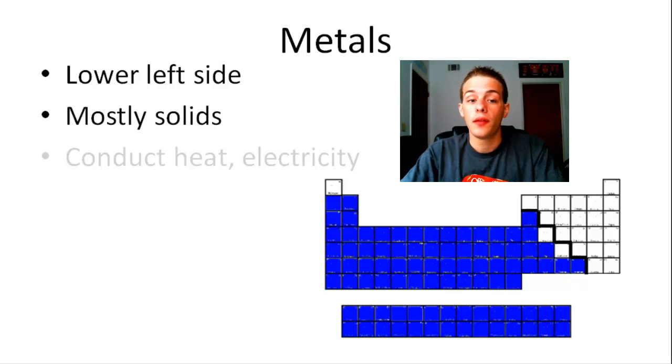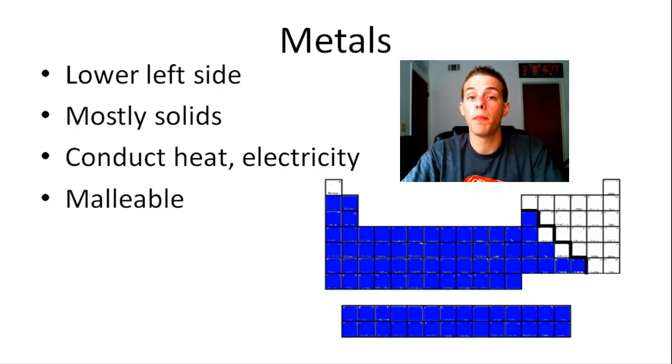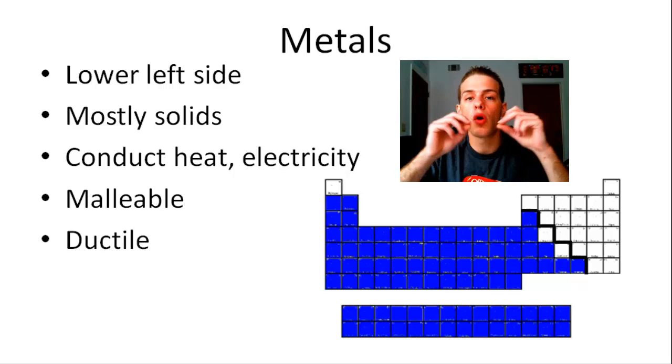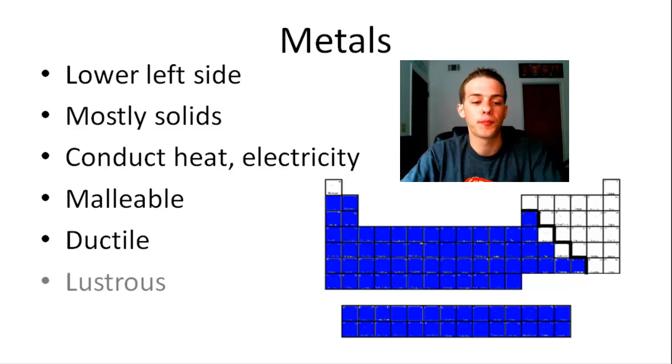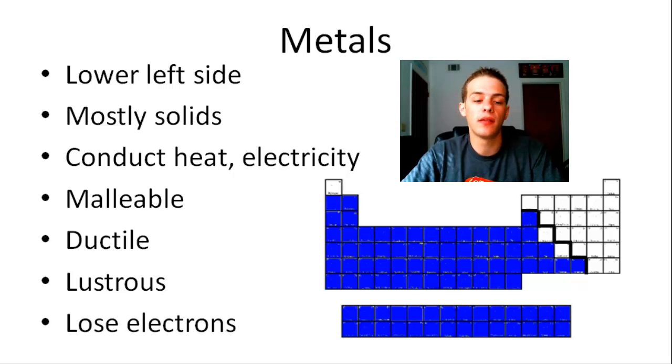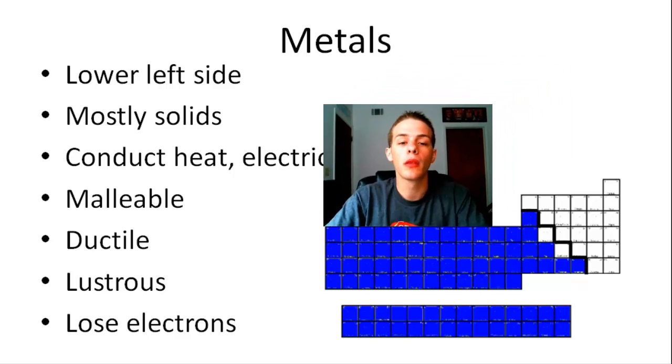Metals are mostly solids. Metals conduct heat and electricity. They are malleable, which means that they can be hammered out into thin sheets. They are ductile, which means that they can be drawn out into thin wires. They are lustrous, which means that they are shiny. And perhaps the most important property of all is that they tend to lose electrons when they undergo chemical changes. That's very important, and we're definitely going to see that again later on.